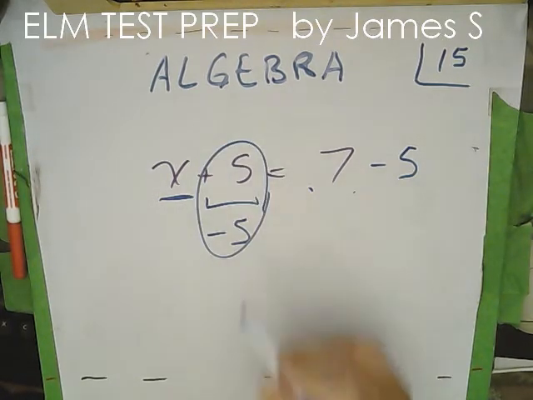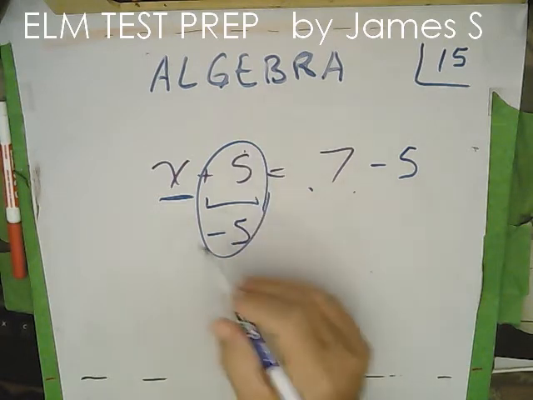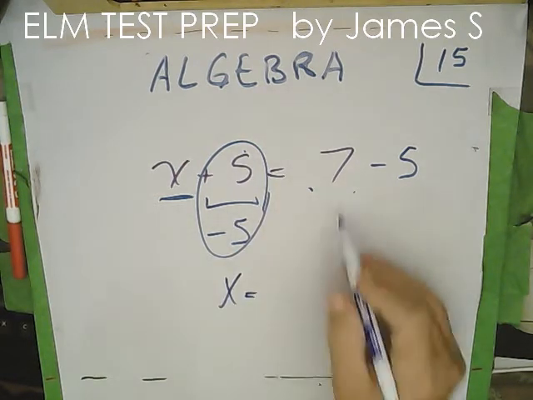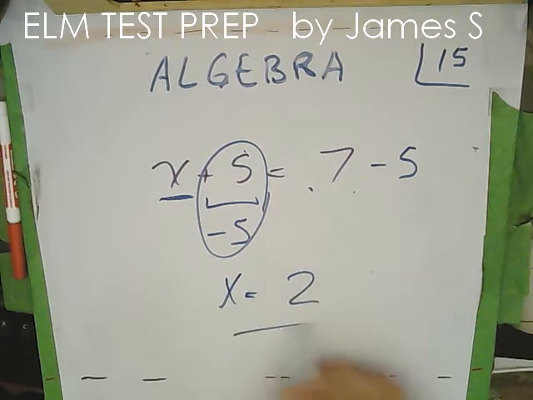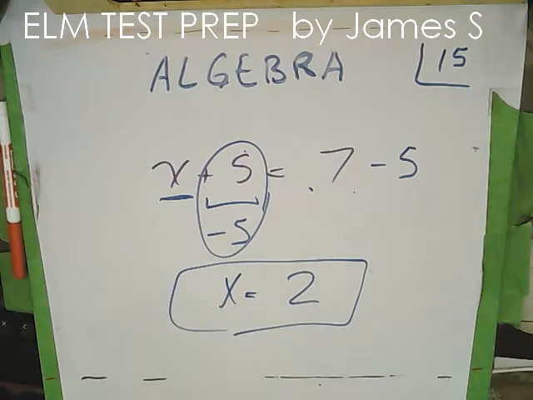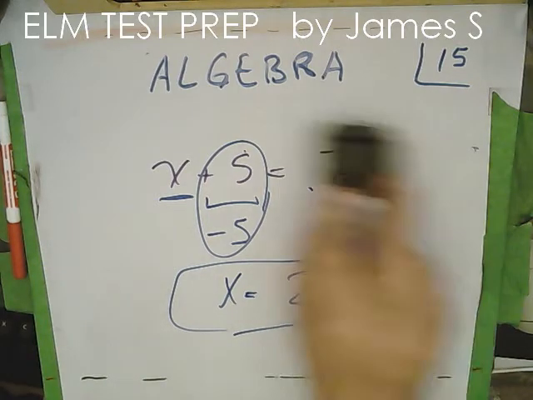Well, 5 take away 5 from our basic math, we know that's 0. So x plus 0 is just x. 7 take away 5 is 2. And lo and behold, we have our solution. Well, we knew that in the first place, so there's no real surprise there.